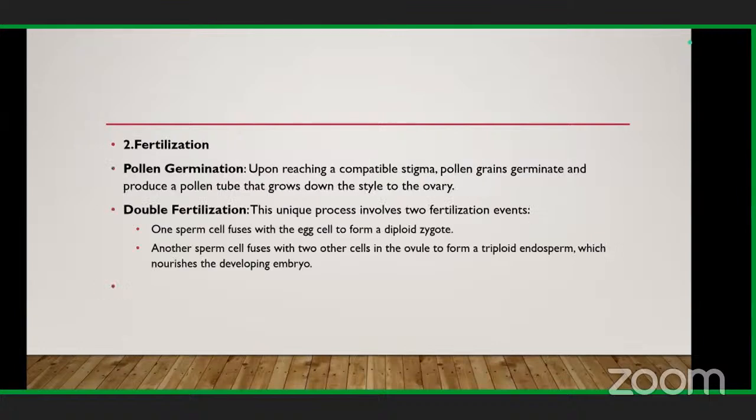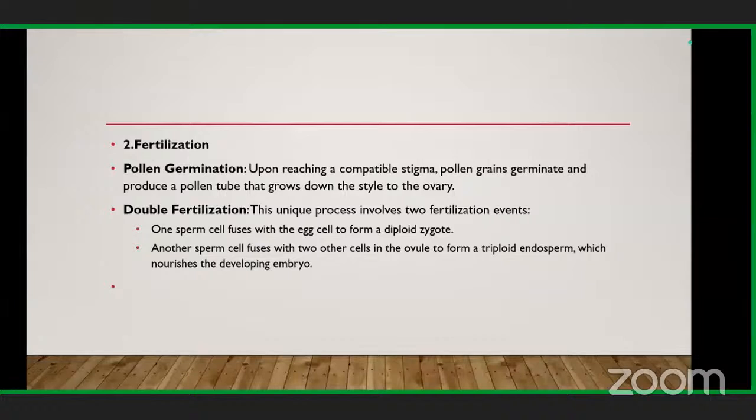So next is fertilization. After pollination takes place, pollen germination will take place. Upon reaching a compatible stigma, the pollen grain germinates and produces a pollen tube that grows down the style to the ovary. So look, there are many flowers in our surroundings.